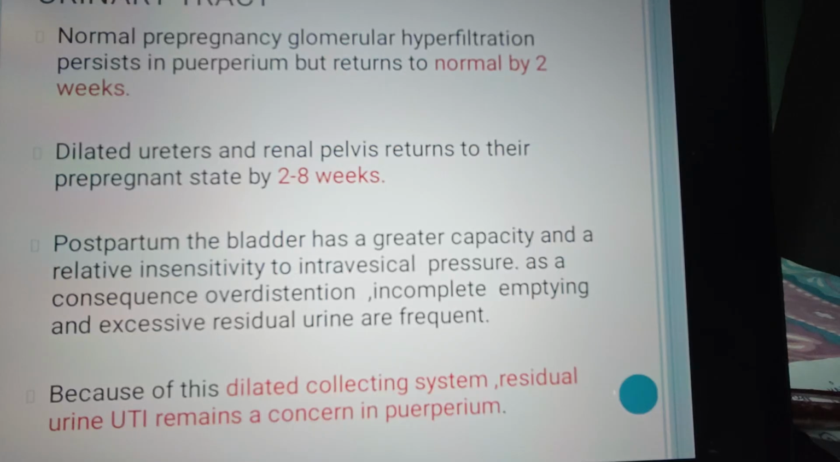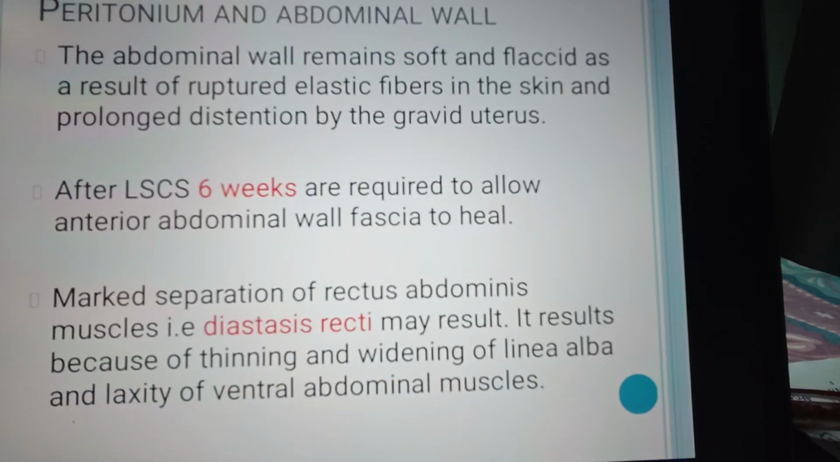Postpartum, the bladder has a greater capacity and a relative insensitivity to intravesical pressure. As a consequence of overdistension, incomplete emptying and excessive residual urine are frequent. Because of this dilated collecting system, the residual urine in the urinary tract is a concern in the puerperium because it can lead to urinary tract infections.